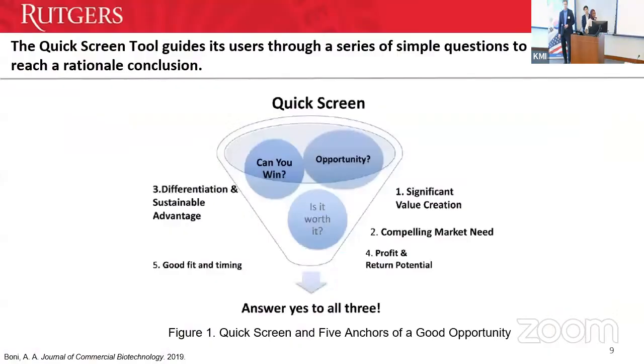For the quick screen tool, it again was created to help users walk through a series of really simple questions to help them reach a rational conclusion. We have five anchors of good opportunity, which surround our more simpler three questions of can you win, is there opportunity, and is it worth it? If you answer yes to all three, you are on the right track.